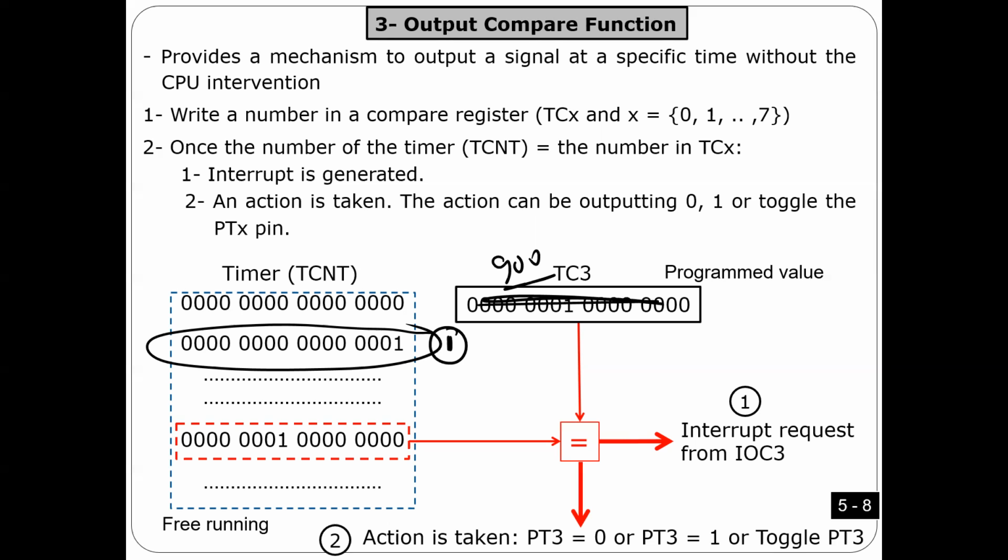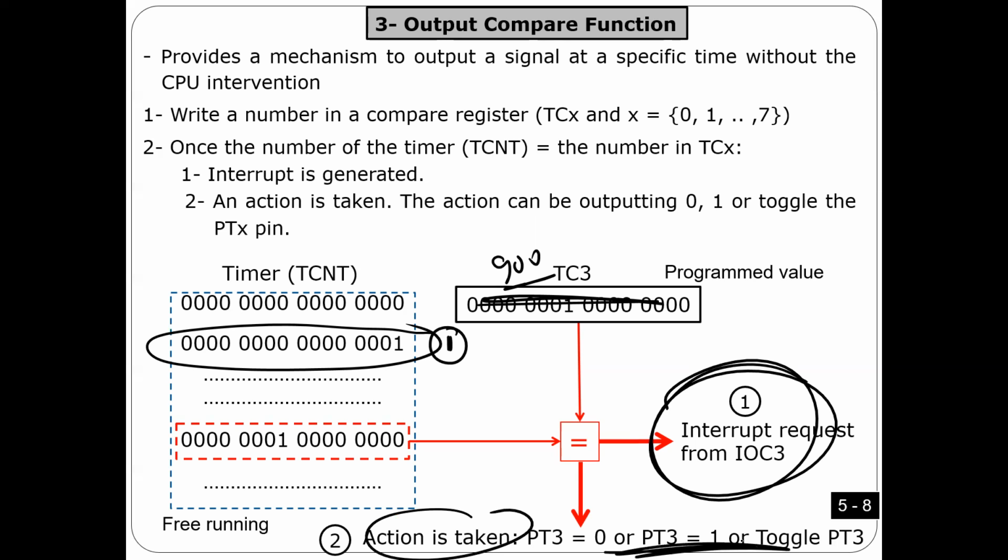Then what happens, the counter is going to count 1, 2, 3, 4, 5, 6, 7, 8, 9, 900. Once it comes to 900, two things are going to happen. Number one, interrupt. Number two, action is going to be taken on the pin. Two things. Is that okay? This is how it works.